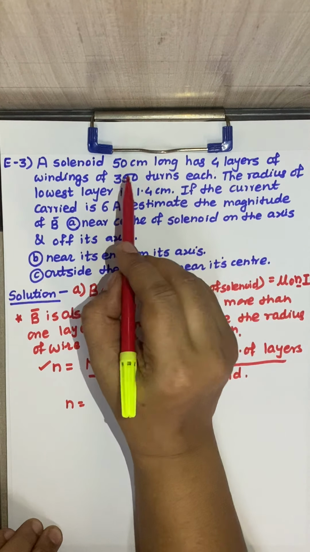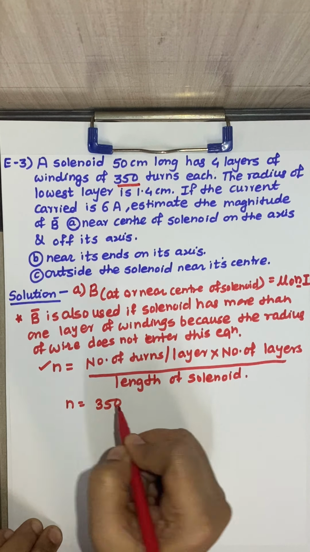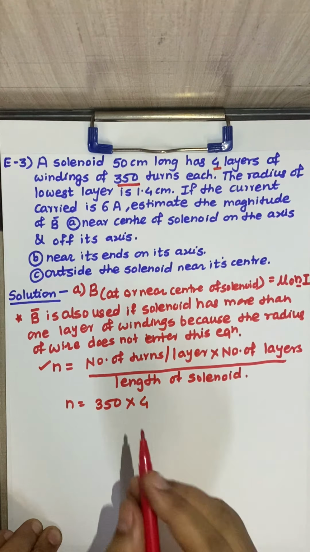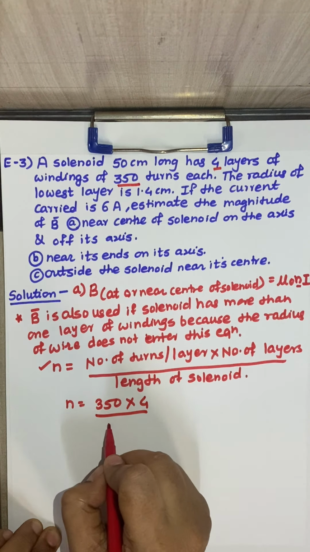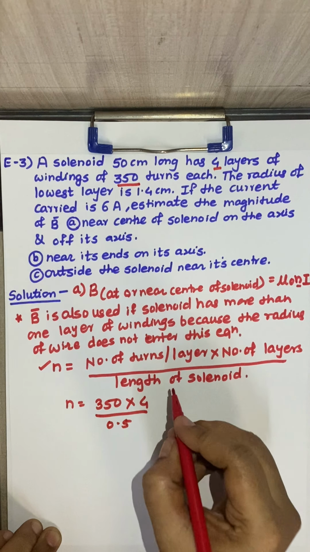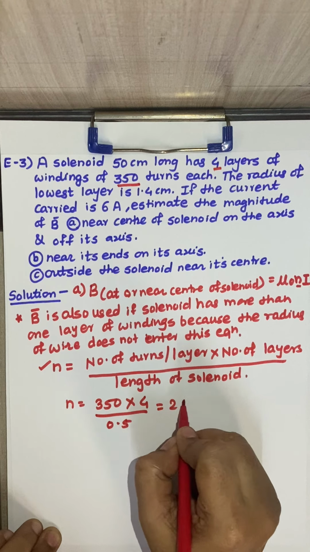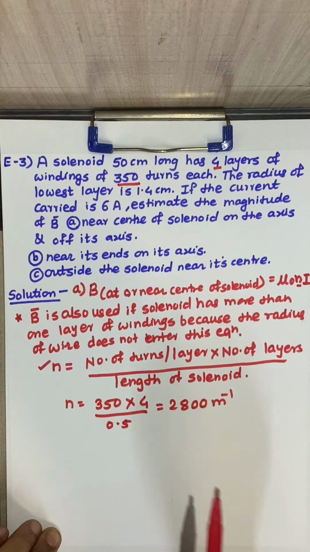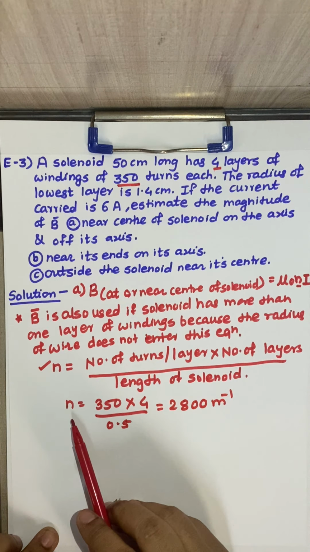Now they have given the number of turns per layer is 350. How many such layers are there? 4 such layers are there, divided by the length of the solenoid, which is 50 centimeters, so I will take it as 0.5 meter. Suppose I calculate this value, and it comes out to be 2800 per meter. That means 2800 turns per meter, that is nothing but small n.